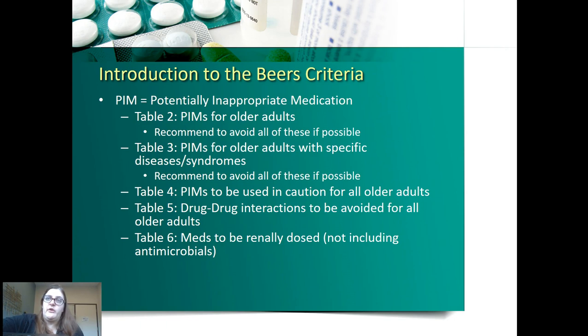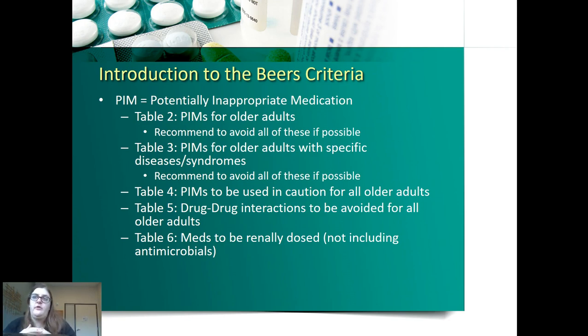The first table of the Beers criteria is just talking about how they organize evidence. So sometimes you'll see, I called them table 2 in here because that's the structure that they use in the published 2019 guidelines, but you'll see them called different numbers. Just know they go in this kind of general order. Things that show up in the first table are potentially inappropriate medications for all older adults. So these are kind of our medications best avoided for everybody if possible.